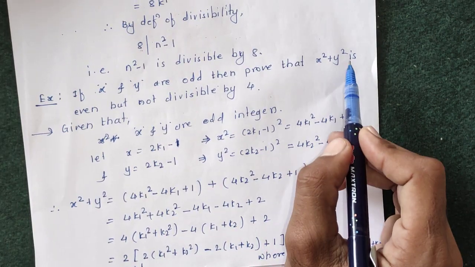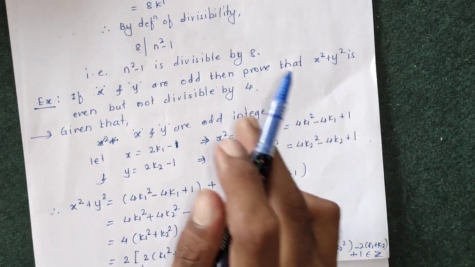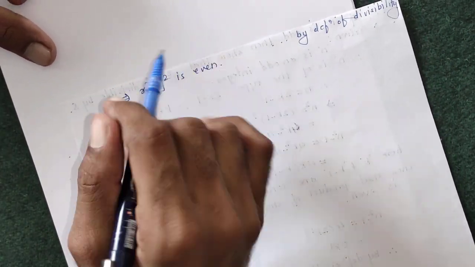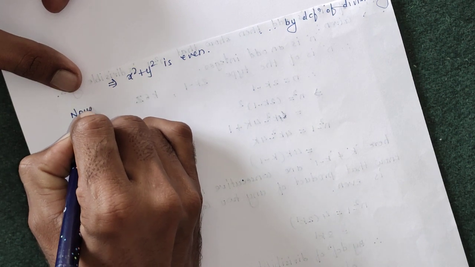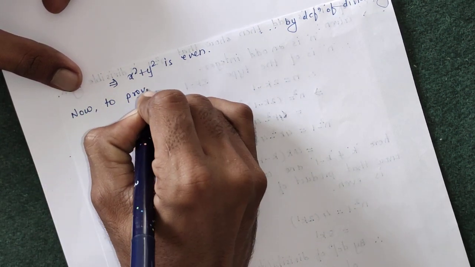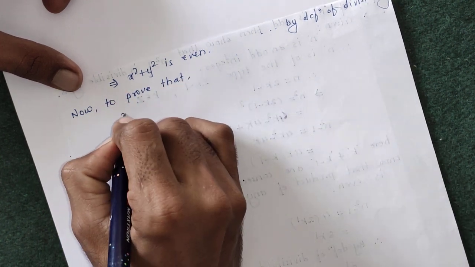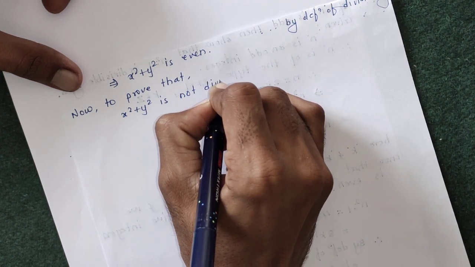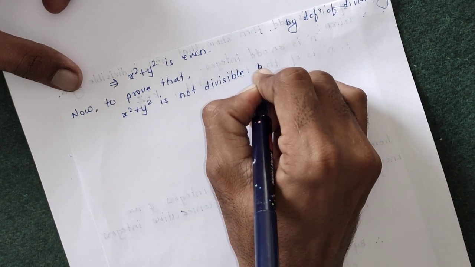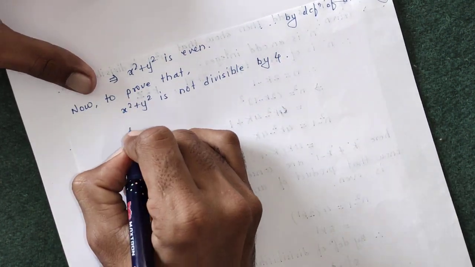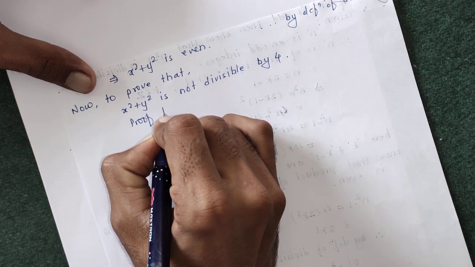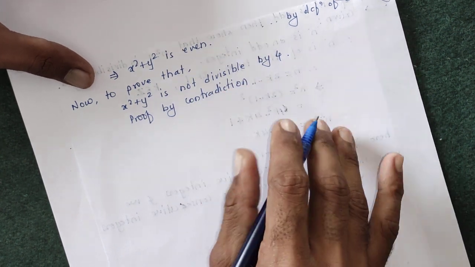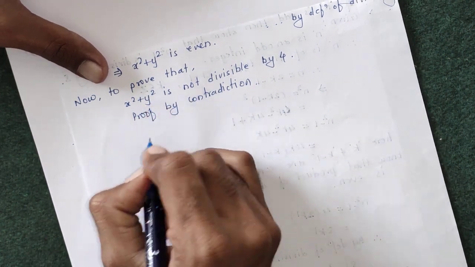Now to prove that x square plus y square is not divisible by 4, we are going to prove this by contradiction. On the contrary, suppose 4 divides x square plus y square.